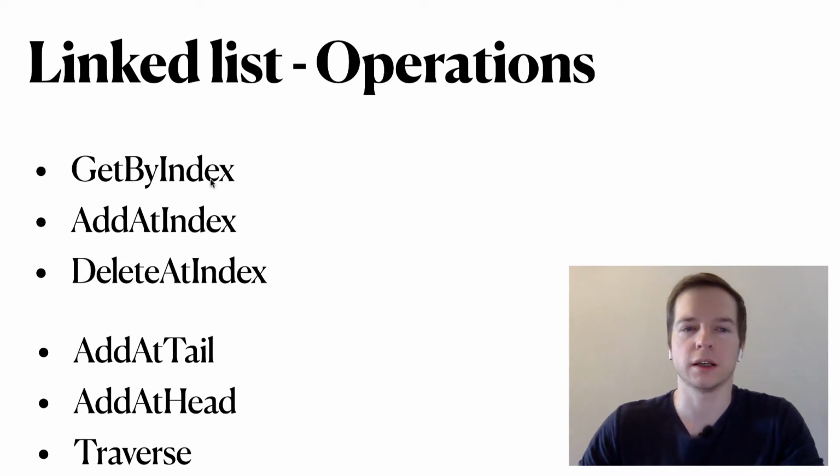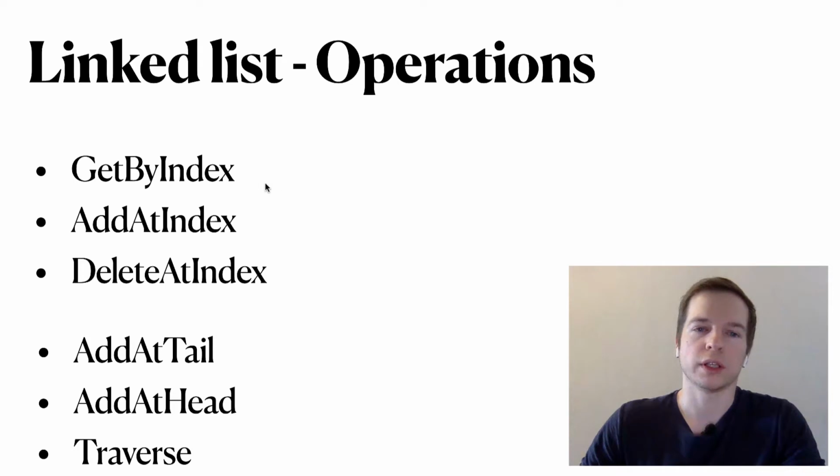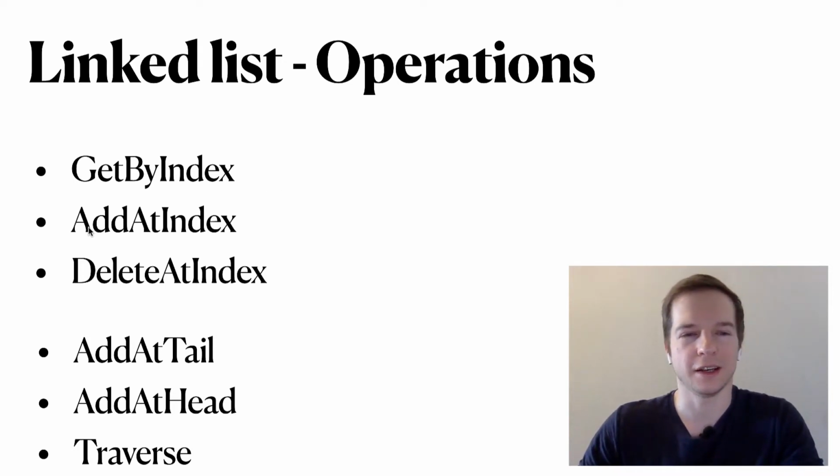First one is get element by index, or get by index, and we just return an element with index 2, let's say. It looks like an array, but implementation is a bit harder. And add at index, we want to pass some value and create a node for that and insert that before the index. So if we pass index 0, we'll create a head. And delete at index, I think it's also pretty straightforward.